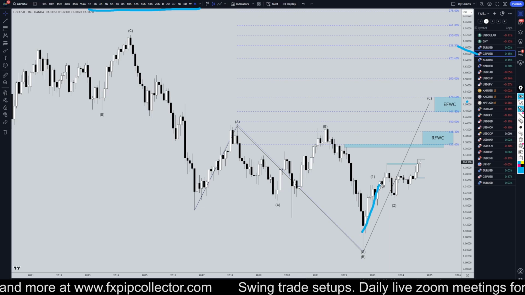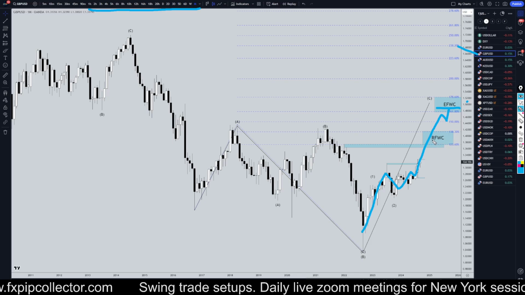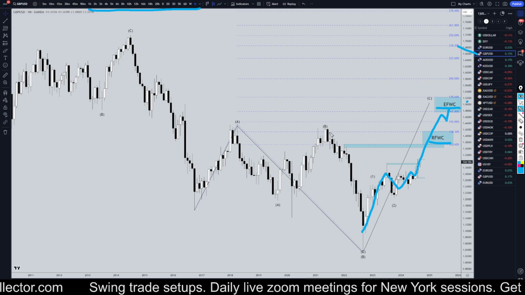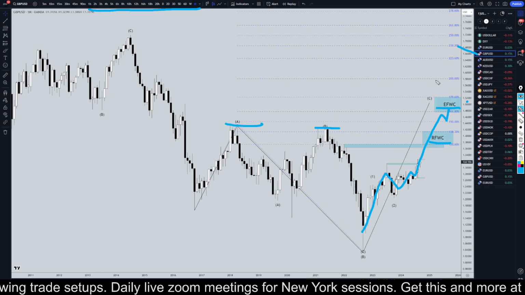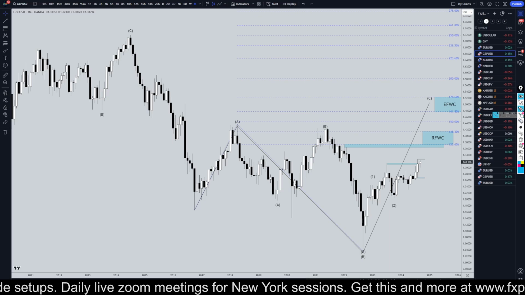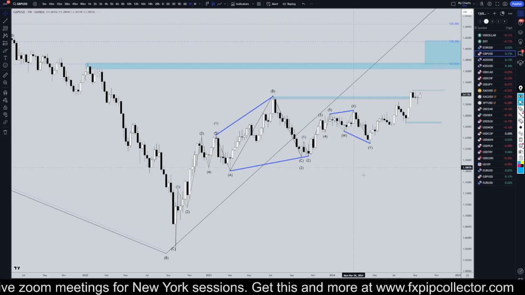So anyways, I still think this is likely all part of either an expanding flat wave C or possibly a running flat wave C. A running flat would make a lower high, and an expanding flat would make a higher high. Either way, I don't think it's too big of a deal to know yet because either way it is going to lead to a big uptrend still.